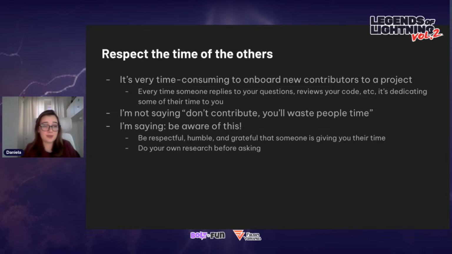Respect the time of others. As I said, it's very time consuming to onboard new contributors to a project. So be mindful that every time someone replies to your questions or reviews your code, they're using some of their time and they're giving it to you. And I don't want to discourage anyone. I just want you to be aware that onboarding people is really, really tough for a maintainer or a contributor. It takes a lot of time. So be respectful, humble, and be grateful that someone is giving you their time.